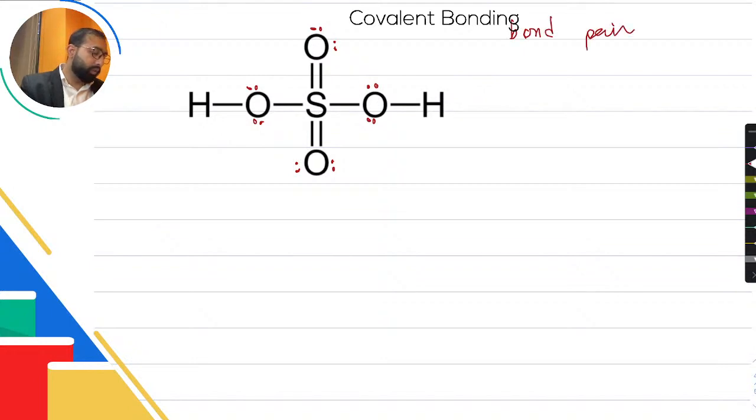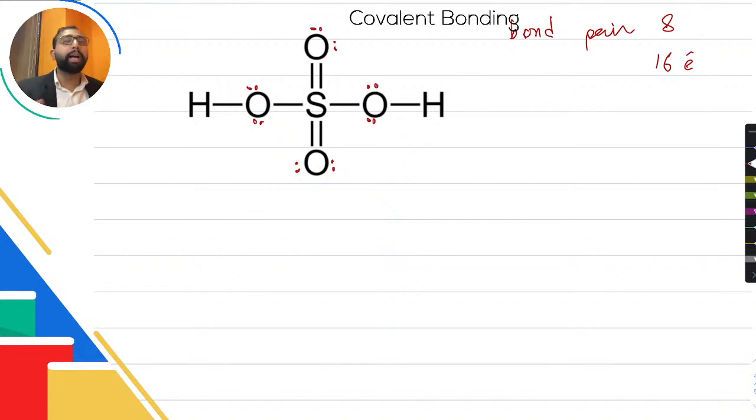So 1, 2, 3, 4, 5, 6, 7, 8. 8 bond pairs. So that is 8 times 2, so 16 electrons in bonding. All right, so there's 16 electrons in bonding. How many lone pairs? 2 on each oxygen. So that is 8 lone pairs. So that is again 16 electrons not involved in bonding, but from the last shell.